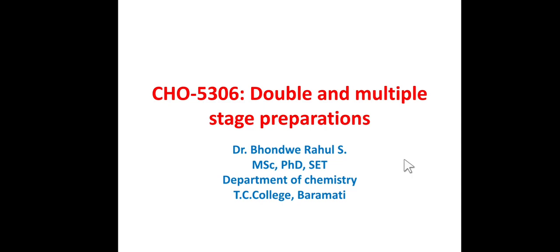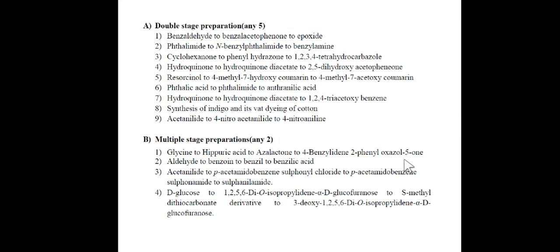This video is for the preparation of aldehyde to benzoin and benzoin to benzil and finally the benzilic acid rearrangement. These three steps, that is experiment number 2 from the section B multiple stage preparations, we are going to see in this lecture. So first is conversion of aldehyde to benzoin, then benzoin to benzil, and then benzil to benzilic acid. So let's see the reactions.